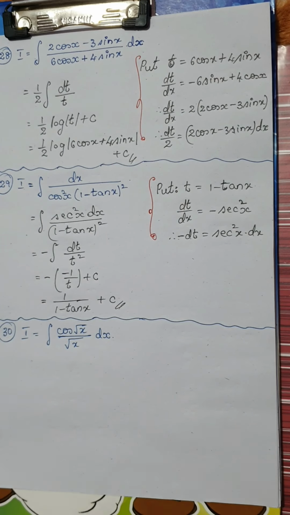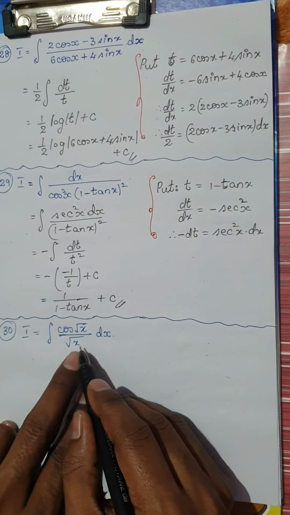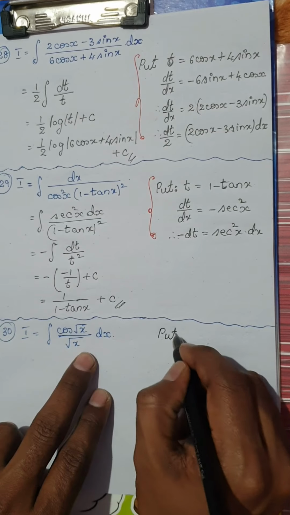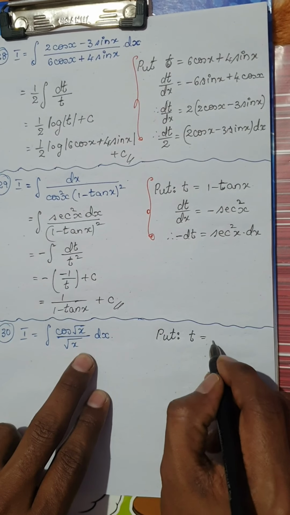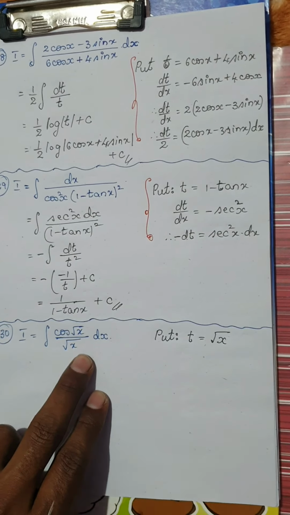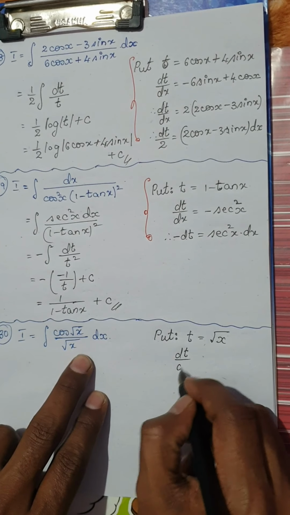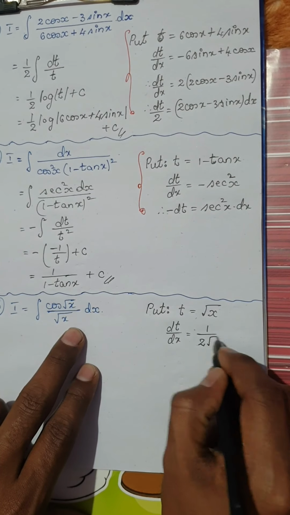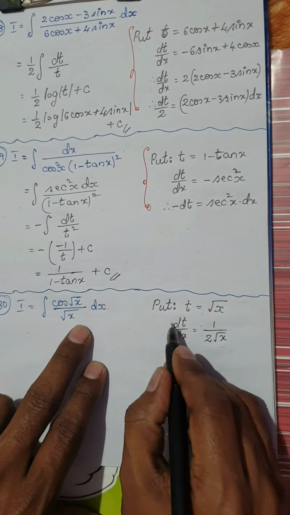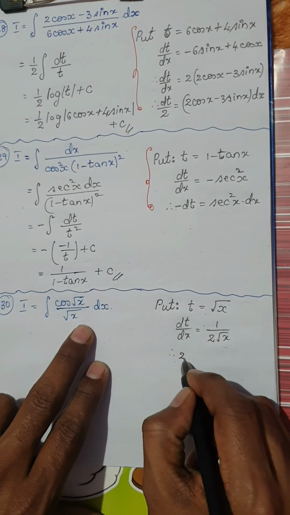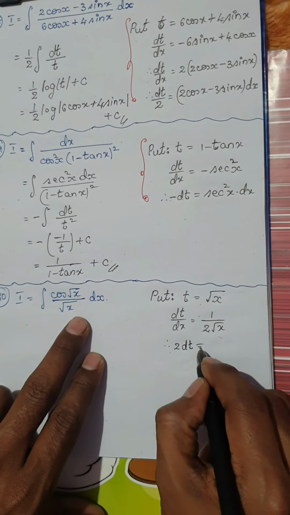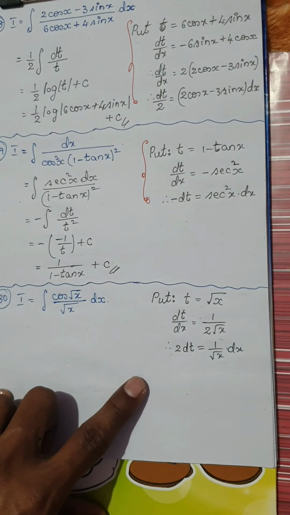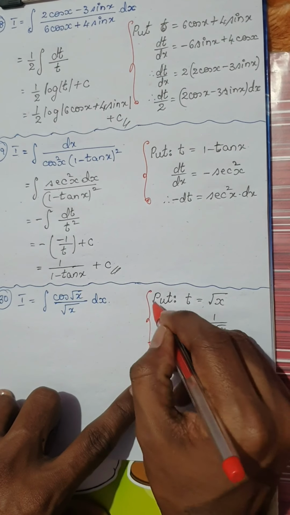The next integral is integral of cos of root x divided by root x dx. Now see what I am going to put. I am going to just put t as root x. You might be wondering why. Look here. Now if you differentiate with respect to x, dt by dx would be the derivative of root x, which is 1 by 2 root x, isn't it? Now I will multiply 2 to the dt here. So therefore 2 times dt would be 1 by root x dx. So this is my substitution part.